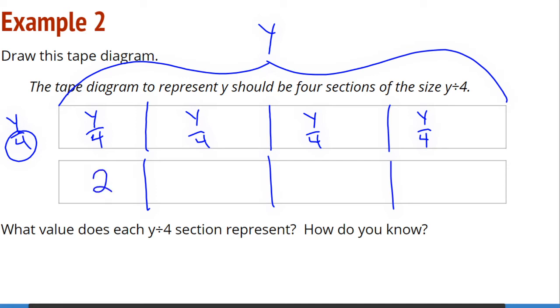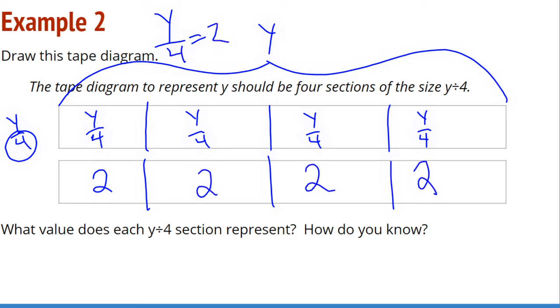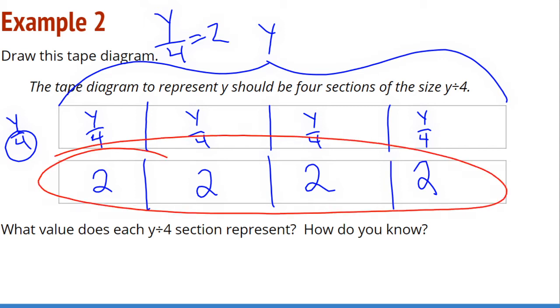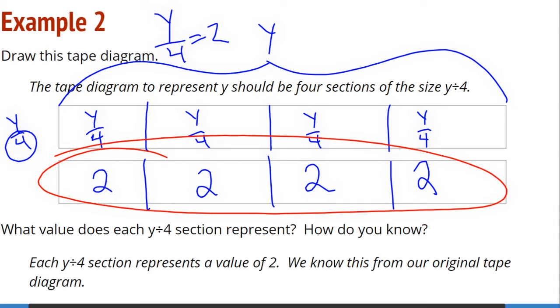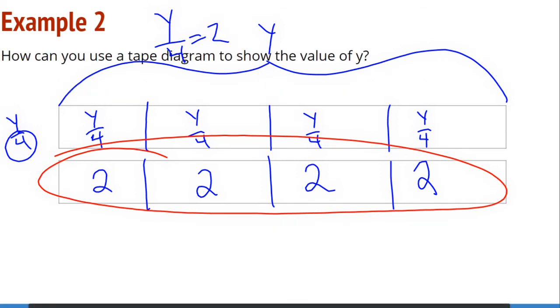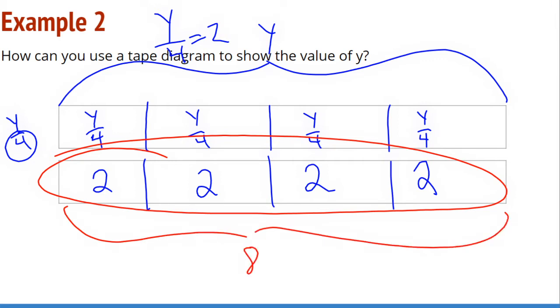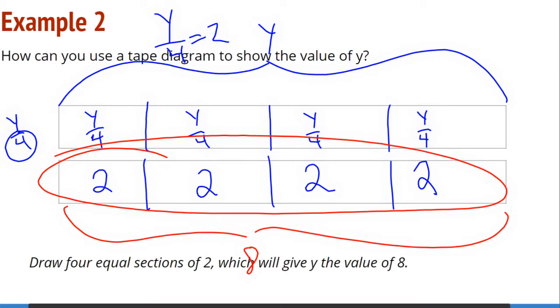Now how do I know that? Because in the original problem it said y divided by 4 is 2. So each one of these is 2. So if all 4 sections together are y, then all 4 sections together are equal to y. So each y divided by 4 section represents a value of 2, and we know this from the original tape diagram, we know this from the problem. So right here in this tape diagram, we can see that y is going to be equal to 8. We've got 4 equal sections of 2, y has a value of 8.